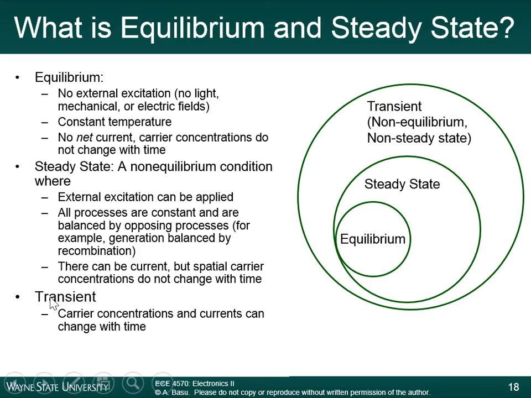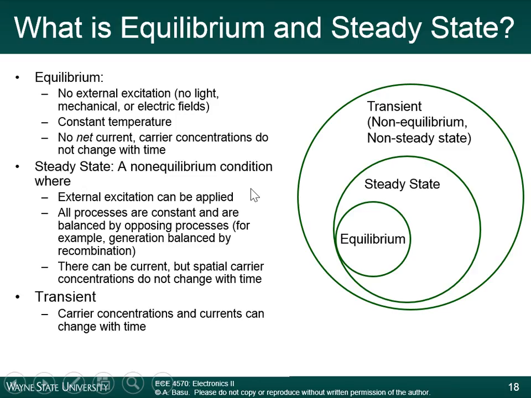So external excitation can be applied in a steady state problem. In the case of circuits, you applied a voltage or current source. In this module, we're applying a constant light source. All processes are constant and balanced by opposing processes. When we turn on the light in the semiconductor, we generate electrons and holes, but they also recombine. And the two processes come to balance at steady state. In steady state, there can be currents, but the spatial carrier concentrations do not change with time.